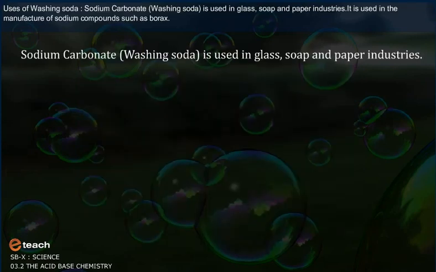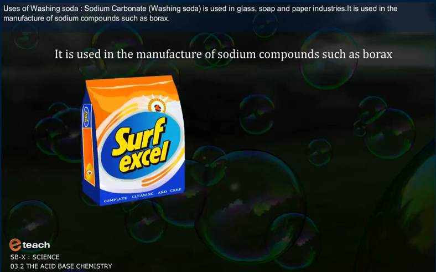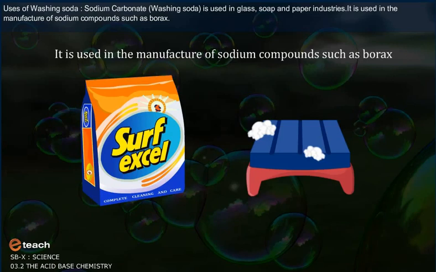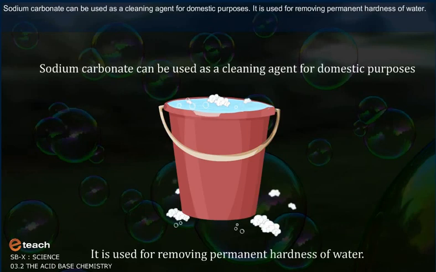Uses of washing soda. Sodium carbonate or washing soda is used in glass, soap, and paper industries. It is used in the manufacture of sodium compounds such as borax. Sodium carbonate can be used as a cleaning agent for domestic purposes. It is used for removing permanent hardness of water.